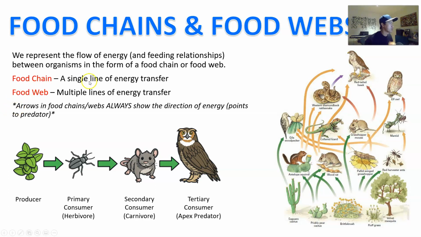A food chain is a single line, whereas a food web is multiple lines, right? And in general, when we're talking about a food chain, the arrow always points in the direction of energy movement, and therefore it should always be pointing towards the predator and not the prey. So, we're saying that the energy has moved from the plant to the insect when the insect consumes the plant, right? If the arrow goes the other way, we're saying that plants eat insects, and that would not be true.